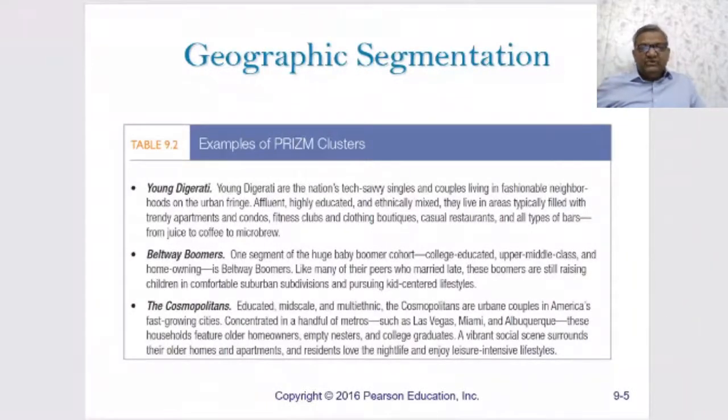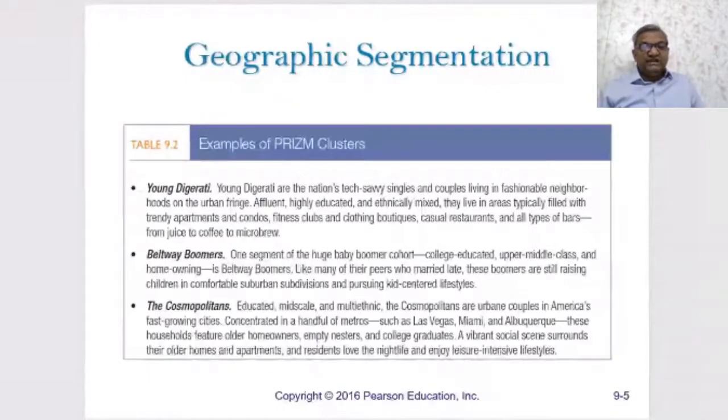And then we have got the Beltway boomers. Now, this is exactly a huge baby boomer cohort, college-educated, upper and middle class, home owning in a Beltway. Those boomers have peers who married late. They are still raising children in a comfortable suburban subdivision, pursuing a kid-centered lifestyle, and so on and so forth.